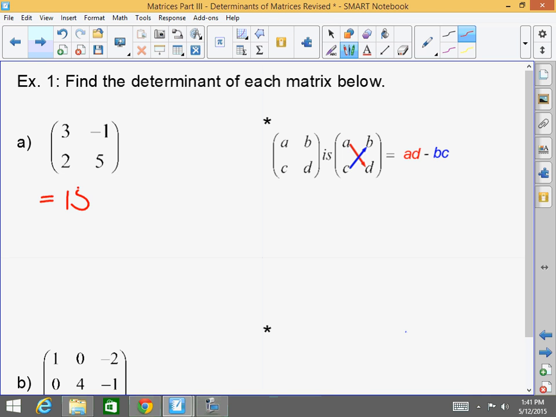Yeah, this is going to be 15. Yeah, minus a negative 2. You're absolutely right, 17. Perfect. That's it. It's that simple. Determinants of 2 by 2s are a joke. Does that make sense? Simple, right? Nice and simple.